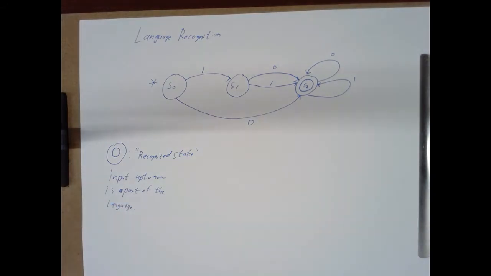So if we were building a state machine to recognize an assignment statement, when you got to a recognized state, a state with an extra circle around it, it would mean that everything you saw up to that point is an assignment statement. So the question here is, what kind of strings will this machine recognize? We're starting in S0, we're getting in ones and zeros. What sorts of strings will take you to state S2?